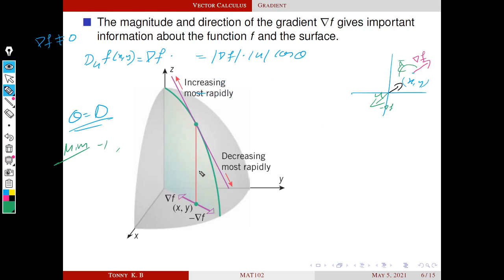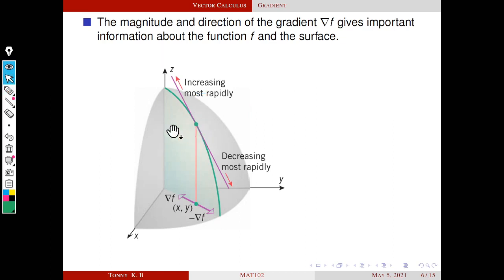This is the graphical representation of the concept. Suppose we have a function z equal to f(x, y), and we consider a particular point and find del f and minus del f. In the direction of del f, the function increases most rapidly. In the opposite direction, that is the minus del f direction, the function decreases most rapidly. So in machine learning algorithms, in each iteration we always move in the minus del f direction to decrease our error function.